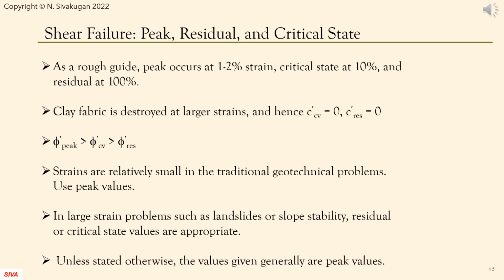Clay fabric is destroyed at large strains and hence C' is 0 for residual and critical states. Phi' is the maximum for the peak and the minimum for residual. Generally, the strains are relatively small in most geotechnical problems and we use peak values in the analysis. Only for large strain problems such as slope stability or landslides, critical state or residual values are appropriate.